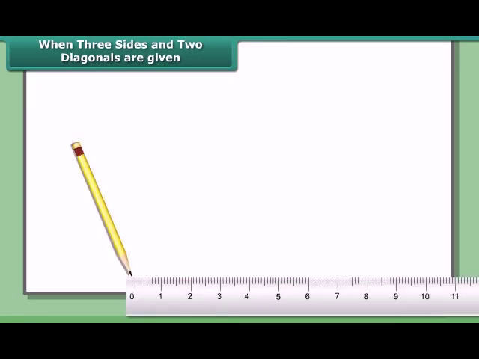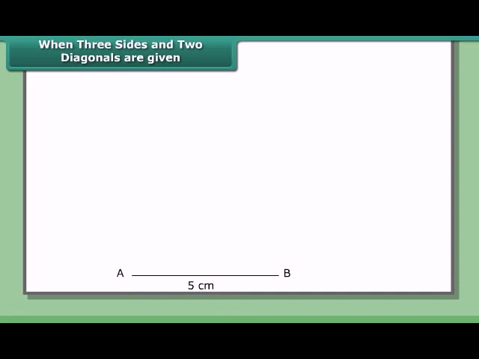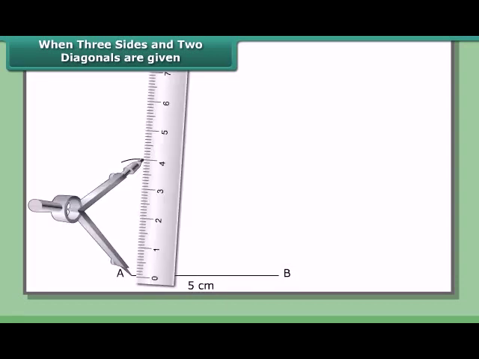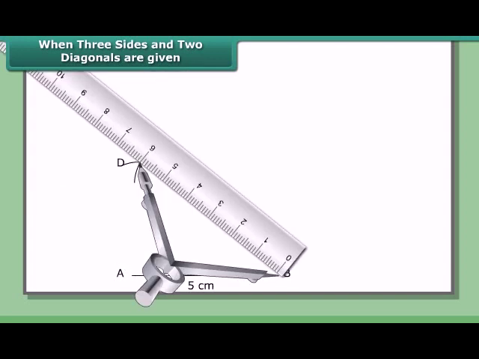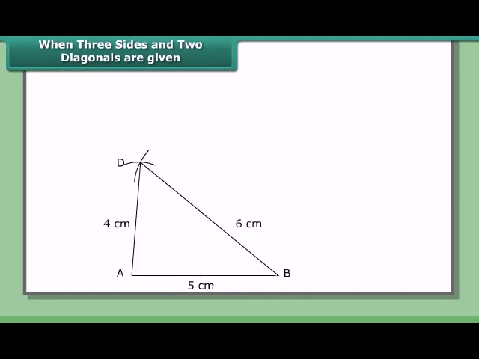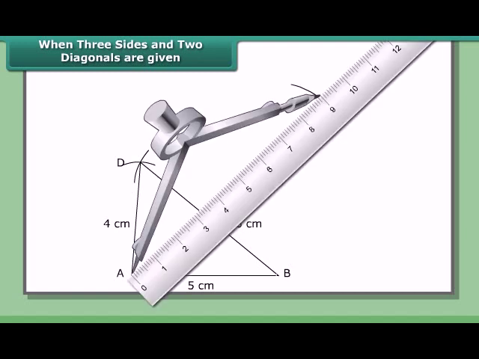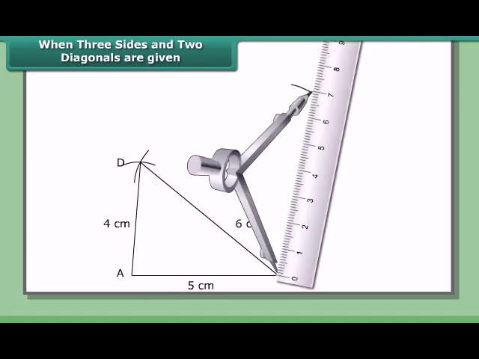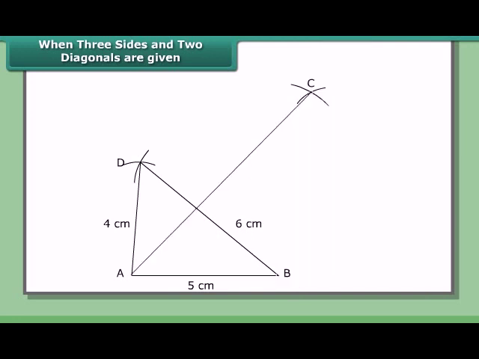Steps. Draw AB, which is equal to 5 cm. With A and B as centers and 4 cm and 6 cm as radii respectively, draw arcs to cut each other at point D. Join AD and BD. With A and B as centers and 9 cm and 7 cm as radii respectively, draw arcs to cut each other at C. Join AC and BC. Join also DC. ABCD is the required quadrilateral.